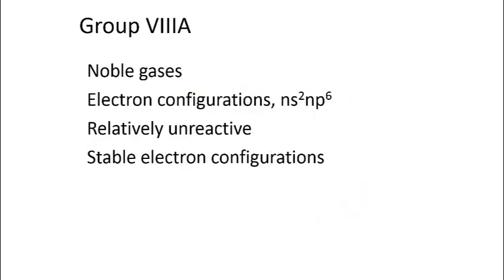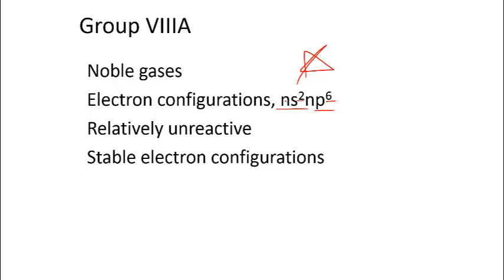Group 8A is the group of elements that are known as the noble gas elements. All of these elements have an electron configuration in the form ns2 np6. Notice that their s and p subshells are both completely filled. These elements are nearly unreactive due to the stability of their electron configurations. Both their s and p outer subshells are completely filled.